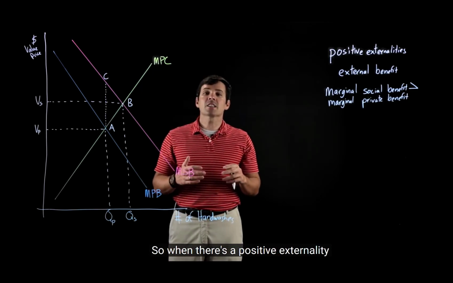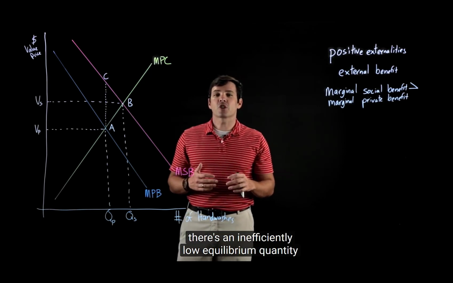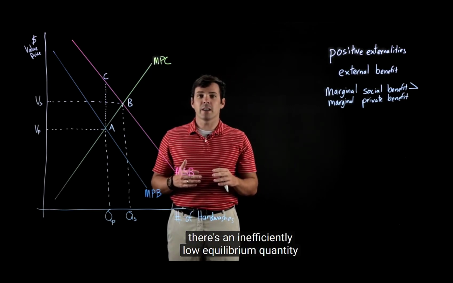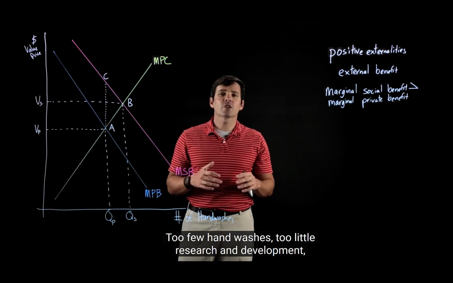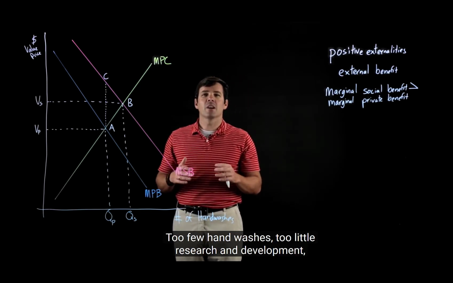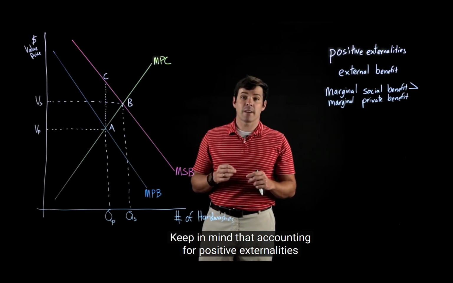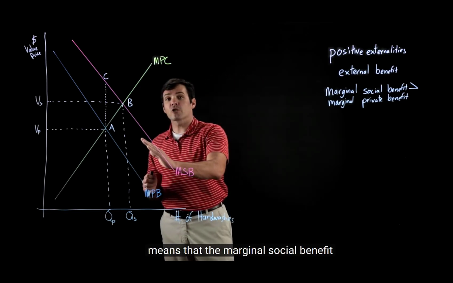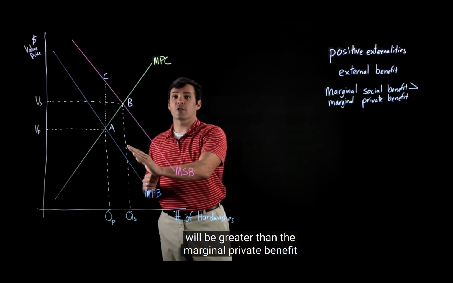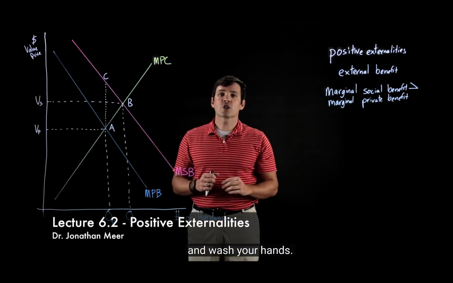So when there's a positive externality, there's an inefficiently low equilibrium quantity in the market. Too few hand washes, too little research and development, too little education. Keep in mind that accounting for positive externalities means that the marginal social benefit will be greater than the marginal private benefit. And wash your hands.